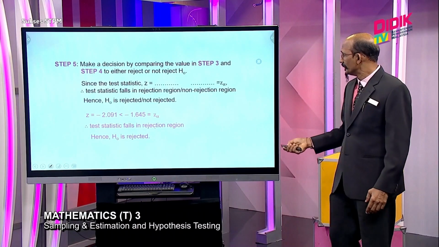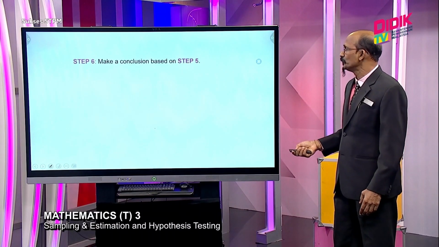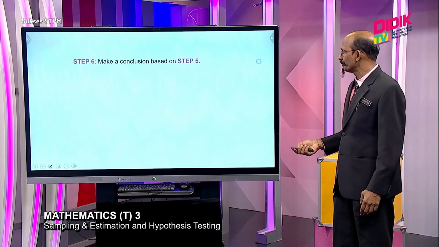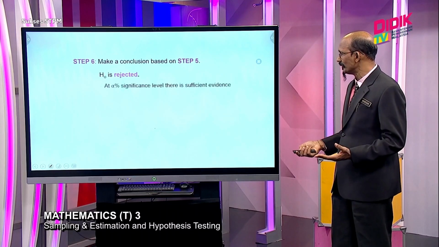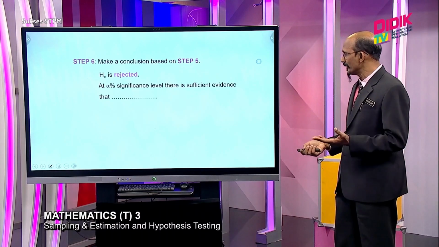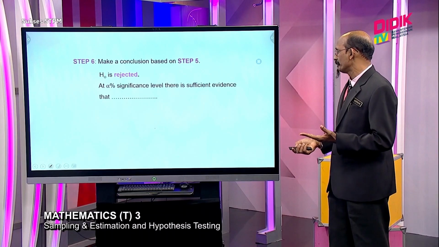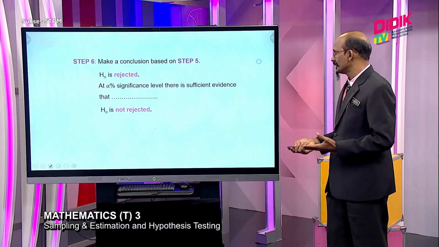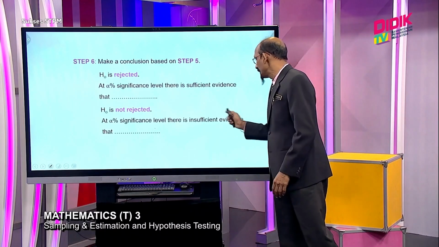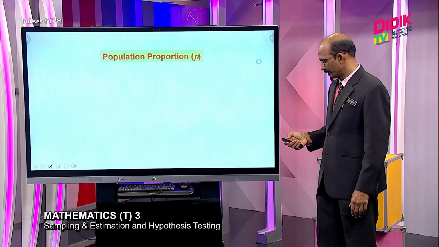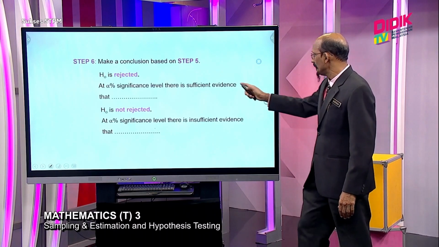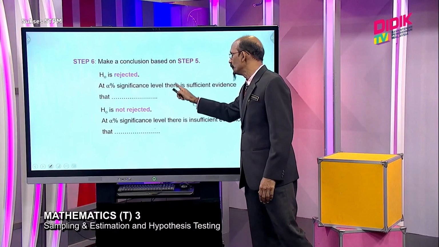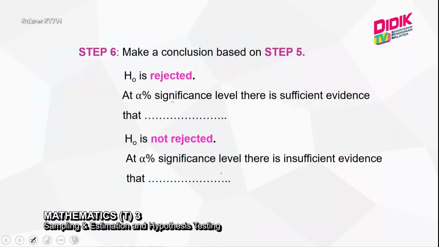Then continue. In the last step, you must write a conclusion based on step 5, whether you reject or do not reject H0. If H0 is rejected, you have to write: at alpha % significance level, there is sufficient evidence that. If not rejected: at alpha % significance level, there is insufficient evidence that. These 2 are important when you write a conclusion. You must have the words significance level and sufficient evidence, or significance level and insufficient evidence.